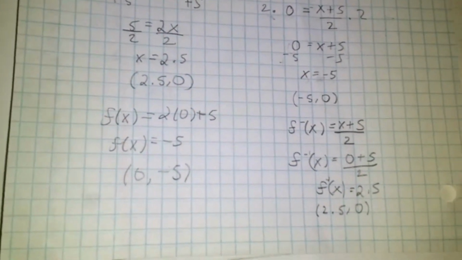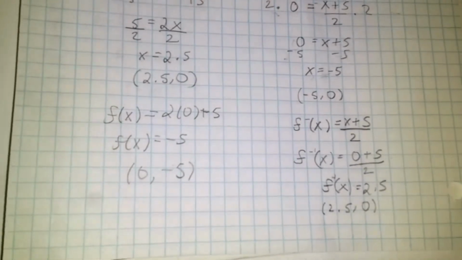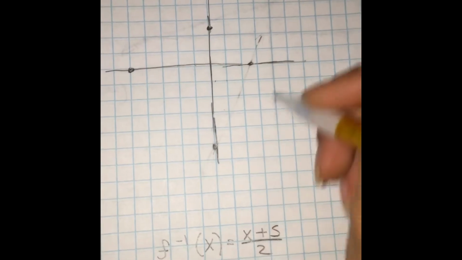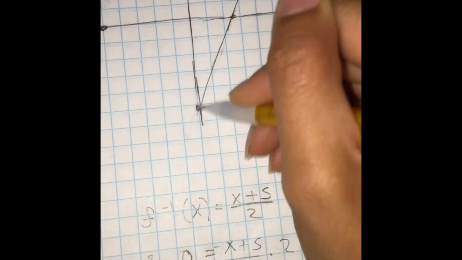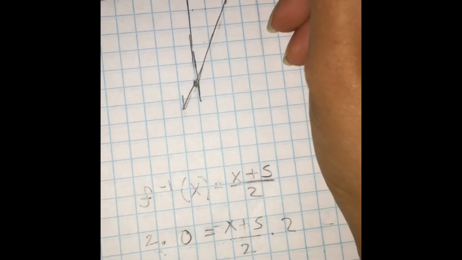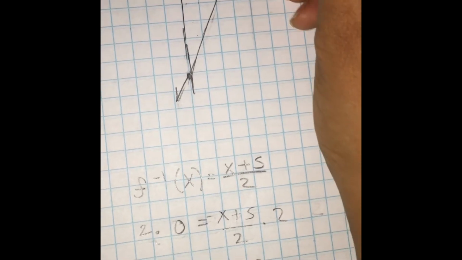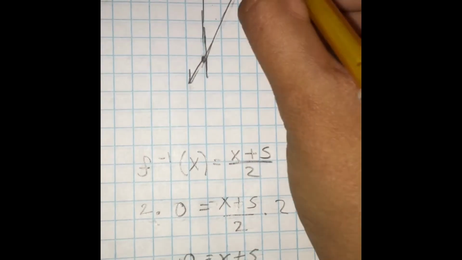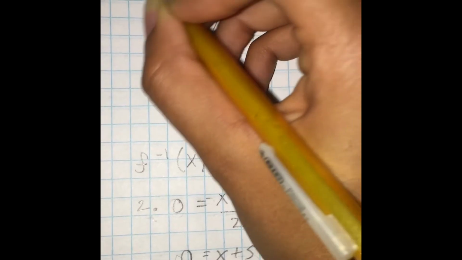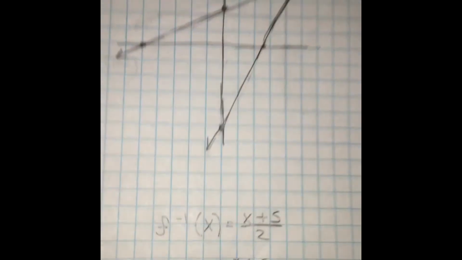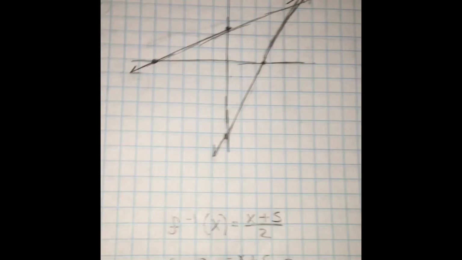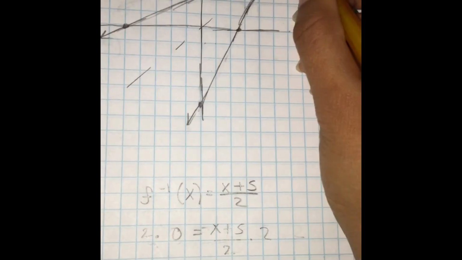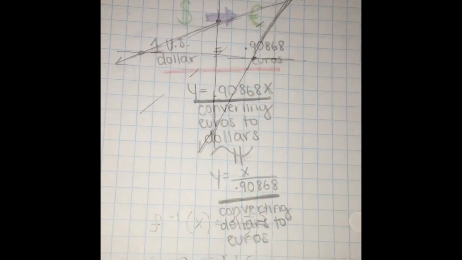Now that you have your graphing points, you can now graph the function. Once you graph the two functions, you would have something that looks like this. Again, this is a rough sketch of the graphs, but you can see how they are a reflection of each other over the y equals x line.